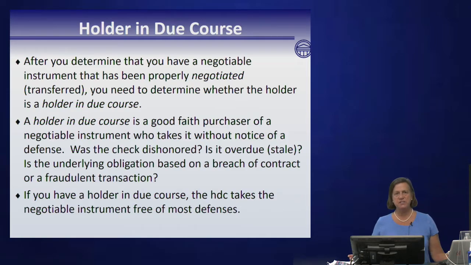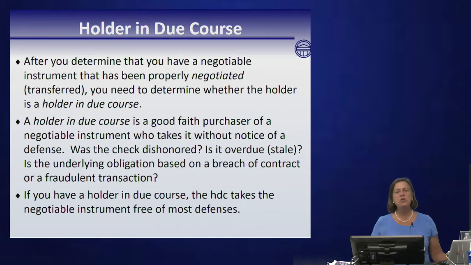So what could the defenses be? Was the check dishonored? Is it overdue? Is it a stale check? Is there an underlying obligation based on a breach of contract? Or is this a fraudulent transaction? If any of those exist, then you can't be a holder in due course if you know about them.